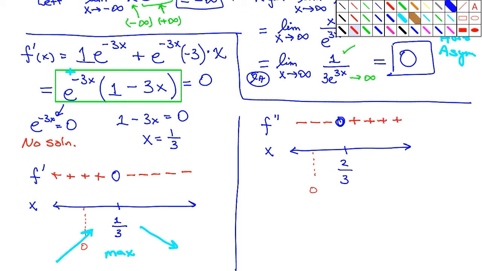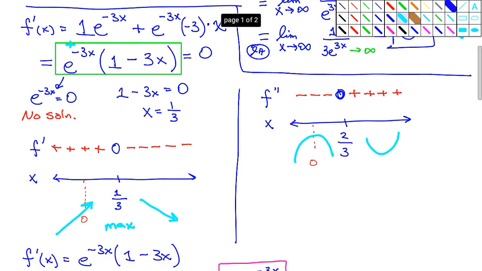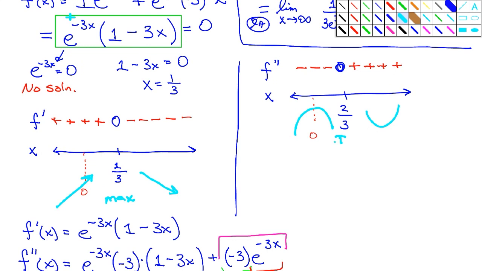Now what does that tell us? Well, this is a second derivative. Second derivative tells us about concavity. So in the first interval, it's concave down. In the second interval, it is concave up. And that gives us an inflection point.